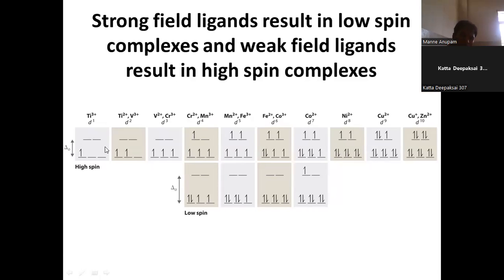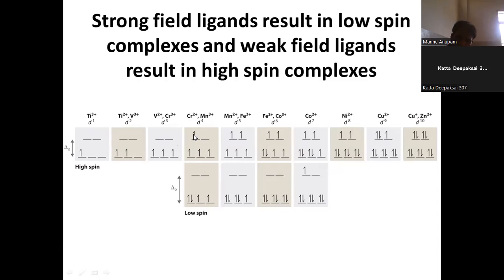So here is a strong field. This is a strong field. This is a weak field. Okay, strong field, electrons are down. Weak field, here this is a strong field, this is weak field. D4, strong field, weak field. Strong field down, weak field up.